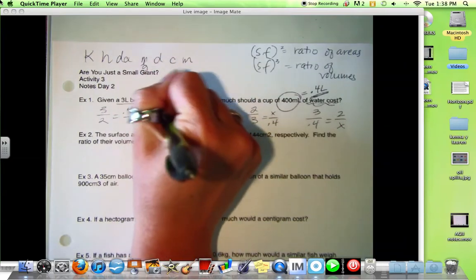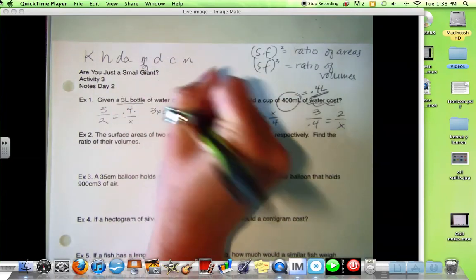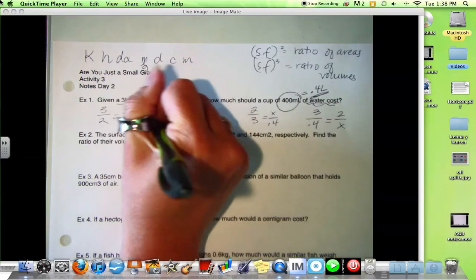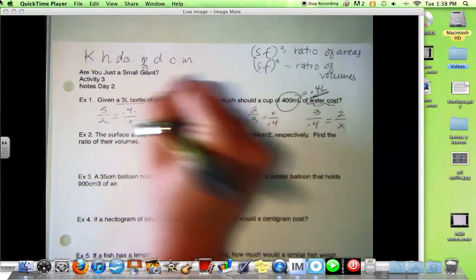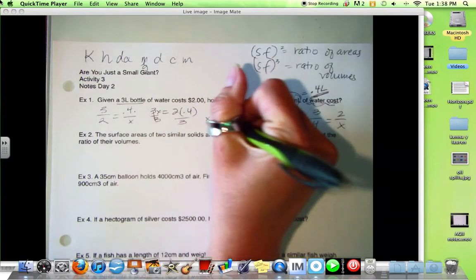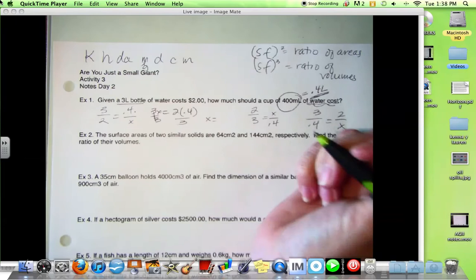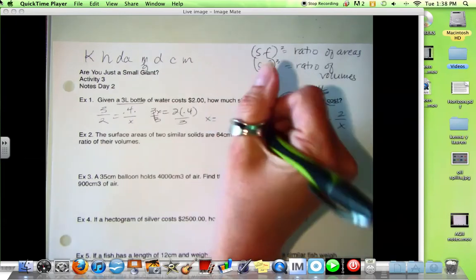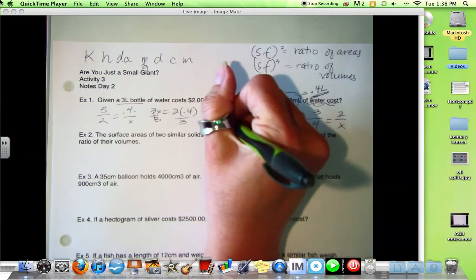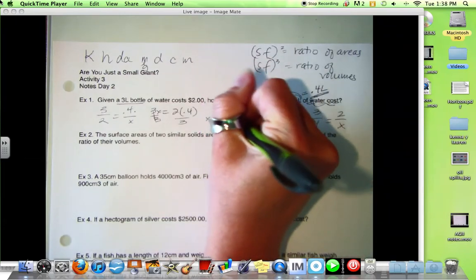So 3x equals 2 times 0.4, and then I do what to both sides? Divide by 3. x equals 0.26. So it costs 26 cents. That is the cost.